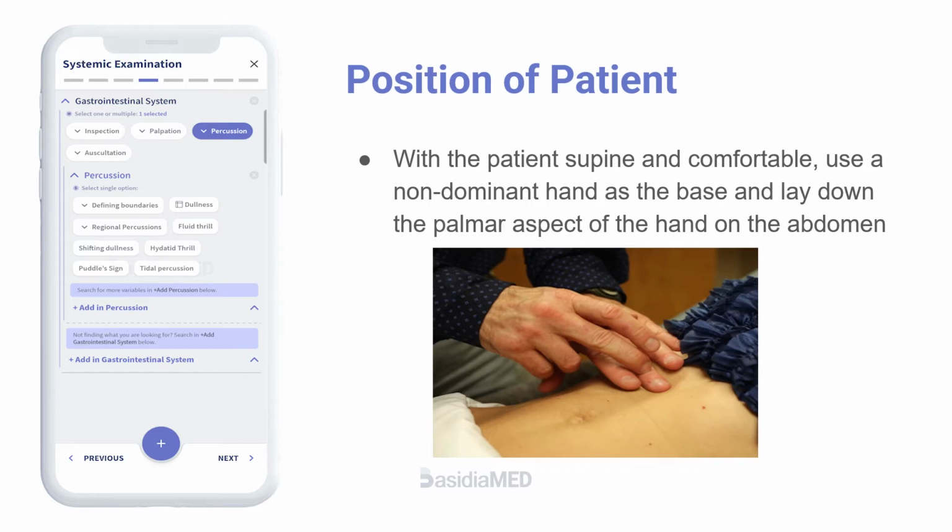2 taps are applied in each region. Start in the right upper quadrant and move clockwise, ending with the epigastric and suprapubic regions.